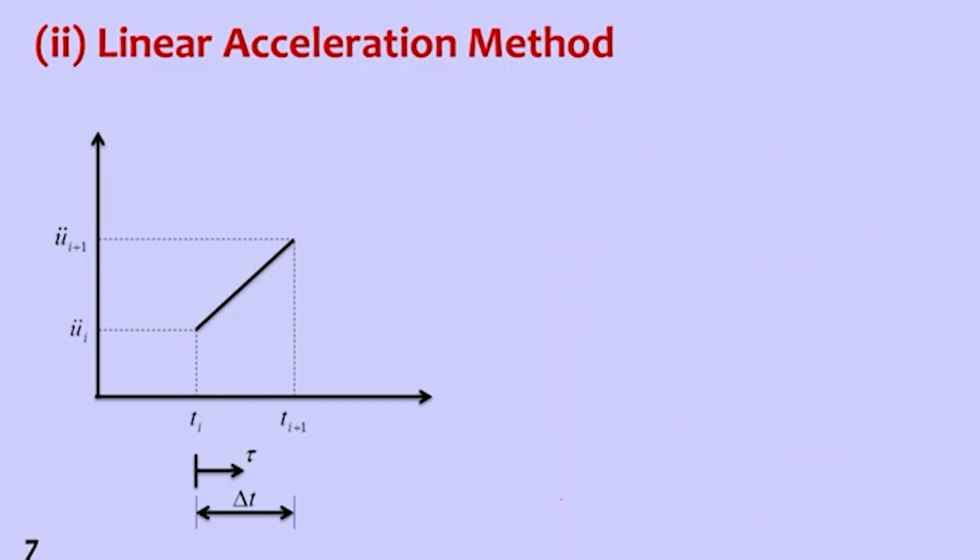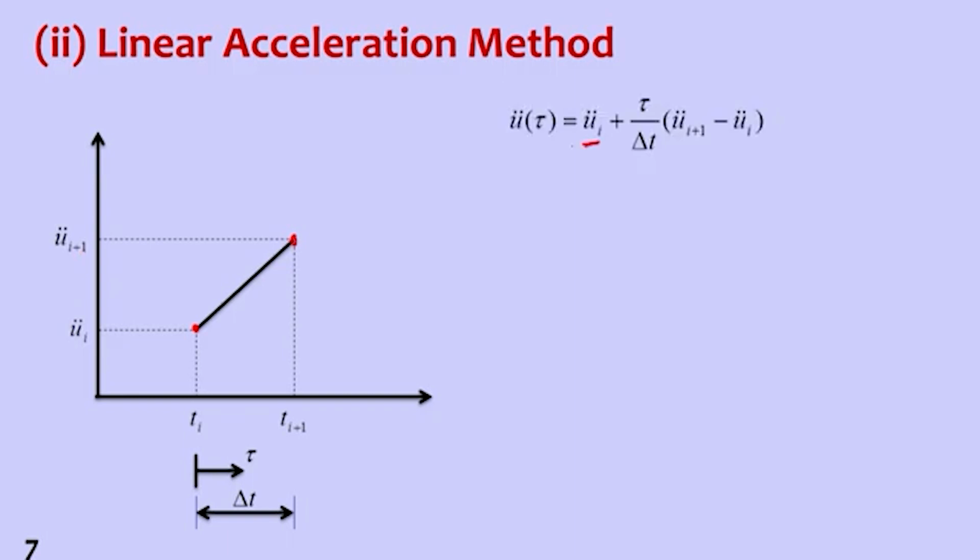And then the linear acceleration method. In the linear acceleration method, as you can see, the acceleration at this time instant t i and the acceleration at the next time instant t i plus 1 are known to us. Then how do we define the acceleration in between? So, in between means what?